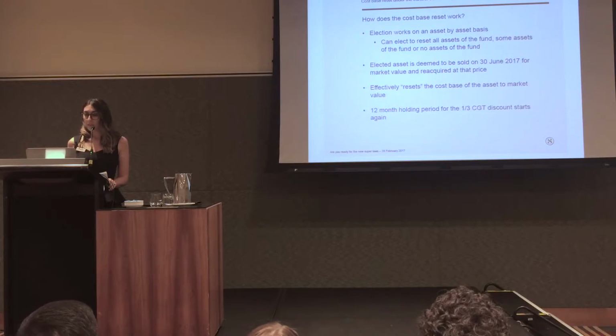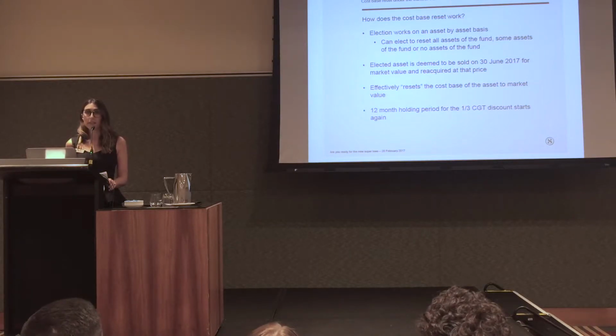So how does the cost-based reset work? It works on an asset-by-asset basis. So a fund trustee can elect to reset all of the assets of the fund, some assets of the fund, or no assets of the fund. And the elected asset is deemed to be sold on 30 June 2017 at market value and immediately reacquired at that price. So this effectively resets the cost base of the asset to market value as at 30 June.